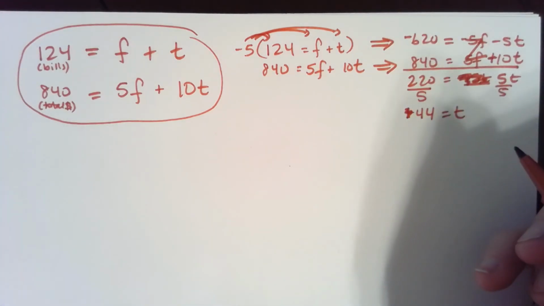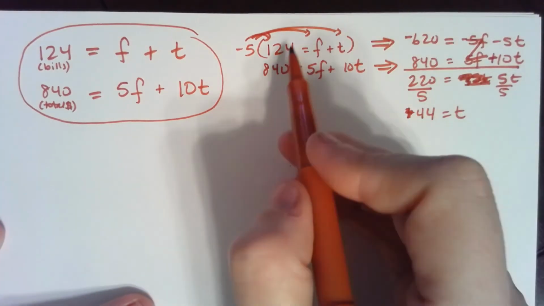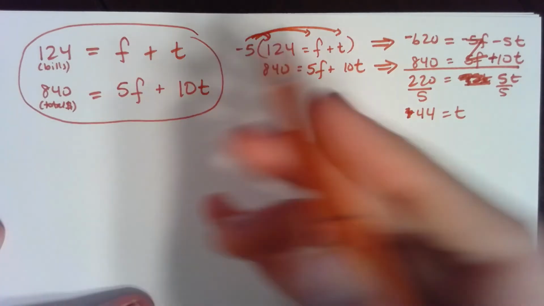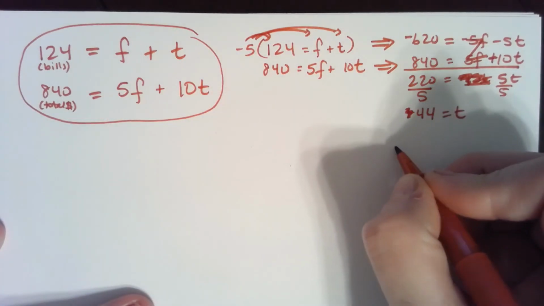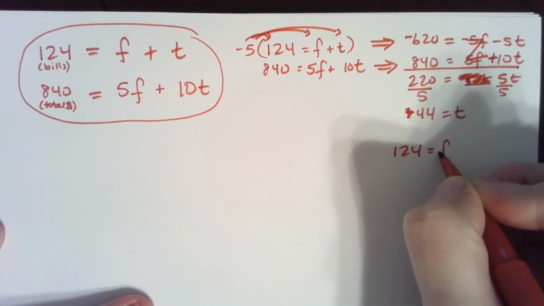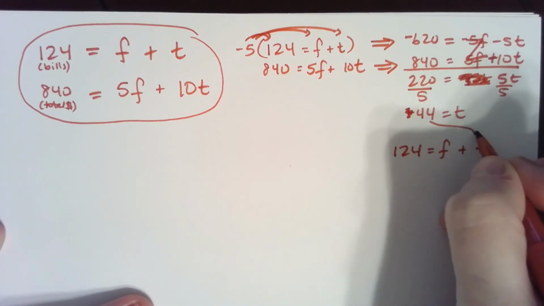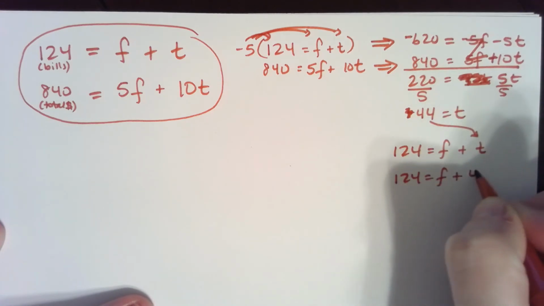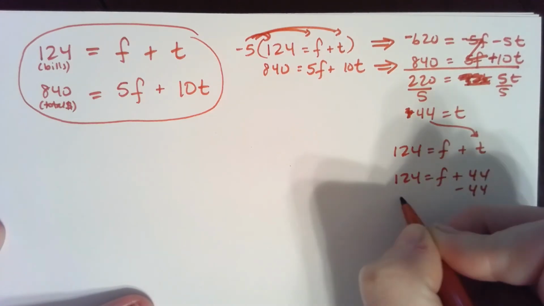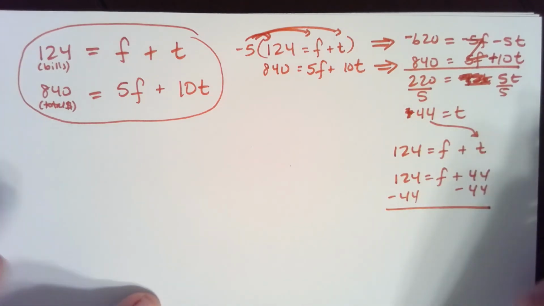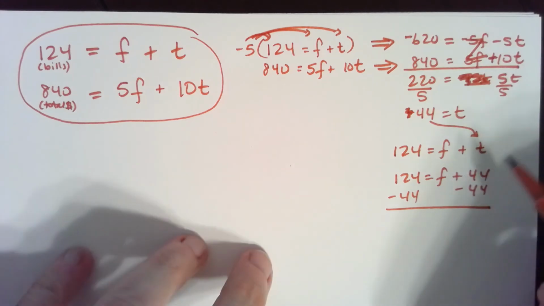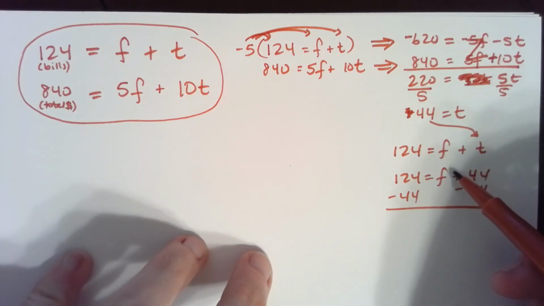Okay, so I'm going to go back to this first equation, and look at what I originally wrote. It says 124 equals F plus T. Well, I know that T is 44, so 124 equals F plus 44. Now, some of you may say, well, you already know there's 44 $10 bills. Why are you going on? Because I want to get the right answer. And the only way I can get the right answer is to figure out how many 5s and 10s I have and then check it.